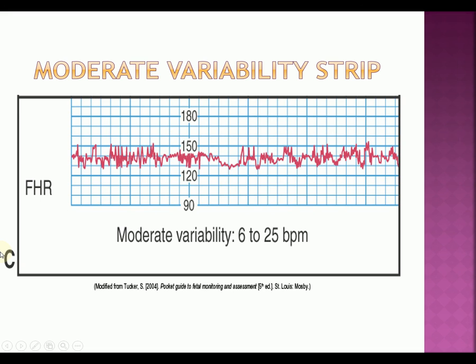And this is what it looks like. Although to me some of this looks a little bit more like a little bit marked here. A lot of activity going on here. This of course has the amplitude of 6 to 25 beats per minute to define the moderate variability.